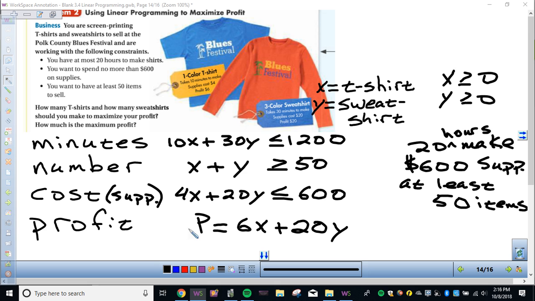Moral of the story, what did you learn today? What is the topic? Linear programming. What does linear programming do? Look at everybody reading so well. You find the minimum or maximum value of an objective function given some constraint equations. Okay? That is it.